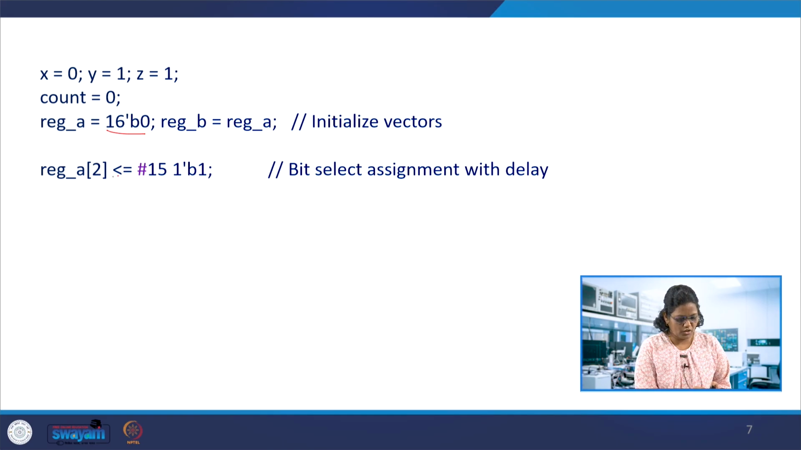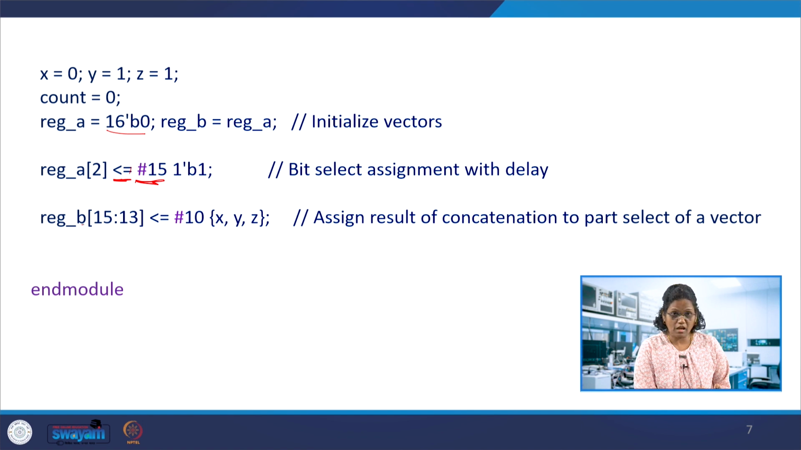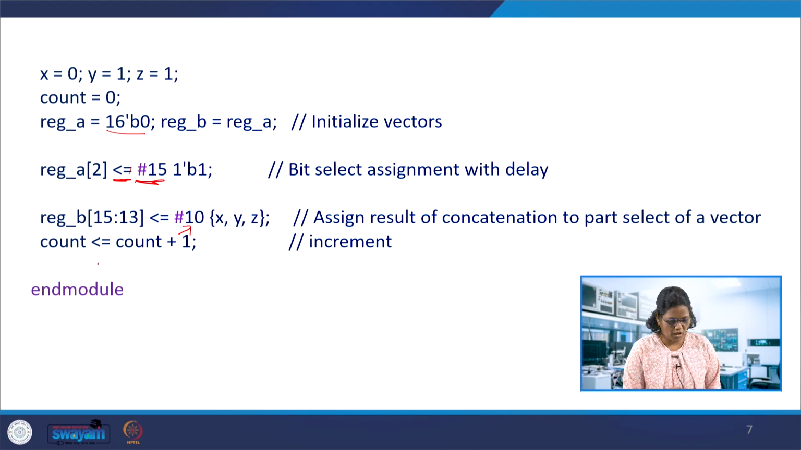Then you can see the change over here: reg A of 2 less than or equal to, non-blocking assignment, hash 15, 1 bit 1. Okay, this bit select of the 1 bit needs to be replaced. This has a 15 time delay, whereas in the previous example we put it at the starting of the statement. The next one, reg B: this 10 is now pushed to the right hand side of XYZ, so here is the hash 10. And then count less than or equal to count plus 1. You can notice the changes in the assignments. These are non-blocking assignments. Now how does the execution take place?